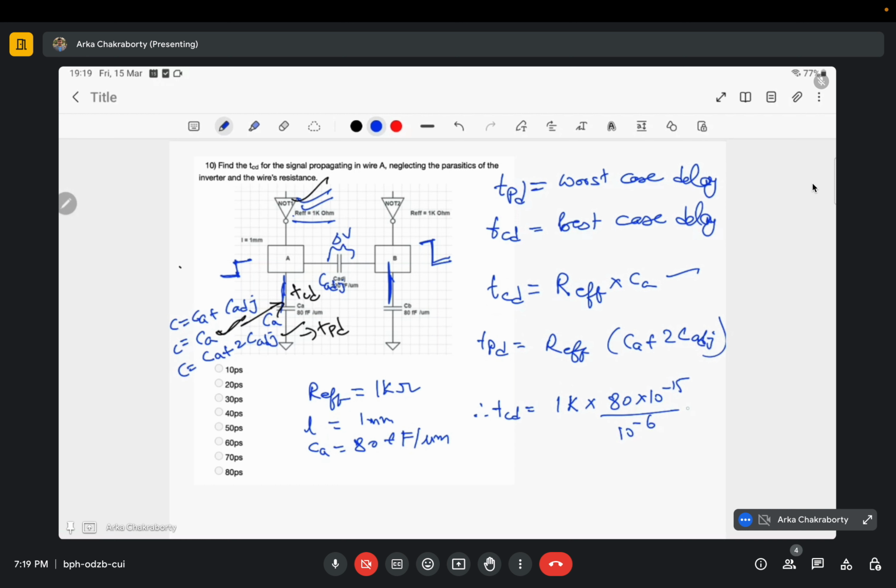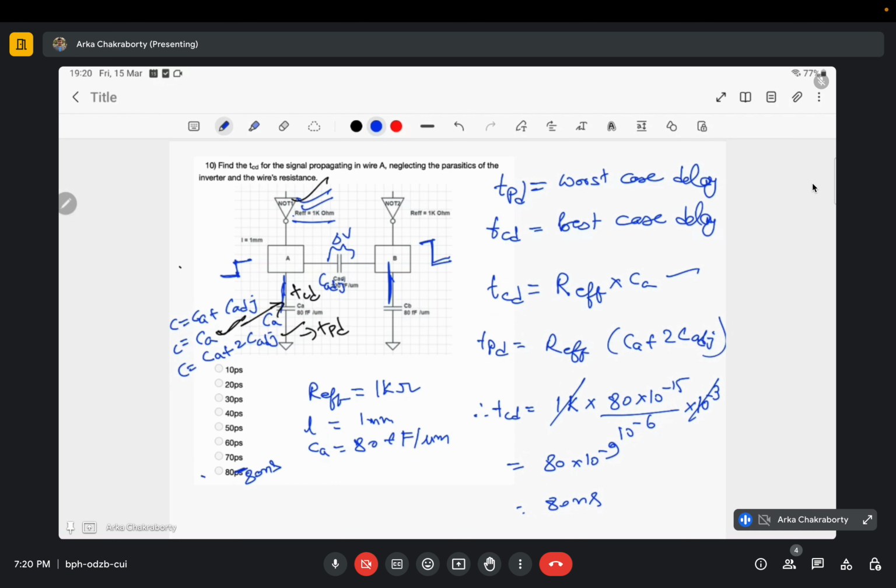So for 1 micrometer it is 80 femtofarad. So for 1 millimeter it would be 80 into 10 to the power minus 15 by 10 to the power minus 6, into 1 millimeter, that is 10 to the power minus 3. So this one and this one would cancel. It would come as 80 into 10 to the power minus 9. So it would come as 80 nanosecond, correct? Here it is given as 80 picosecond, but it would be 80 nanosecond. The range is given wrong here.